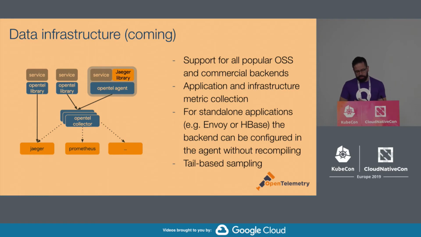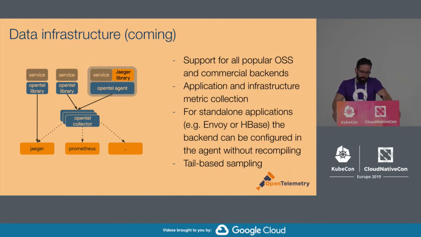I'll give you a couple examples. For standalone applications that have already been instrumented with OpenTelemetry, you don't even need to recompile them again. You can send that data to the agent, and from the agent, you can choose what backend to forward it to. In fact, you can forward it to more than one backend, or you can have different backends for metrics and tracing.